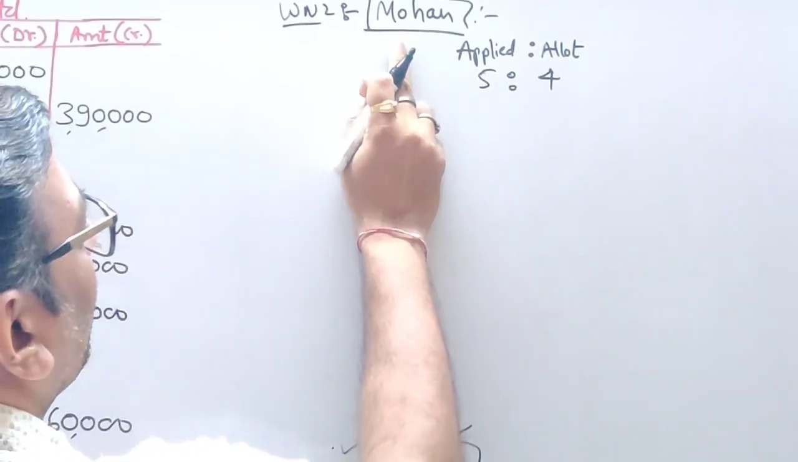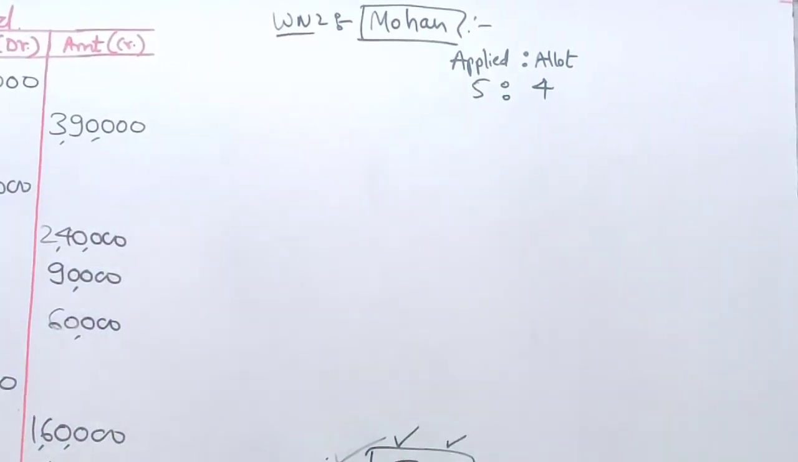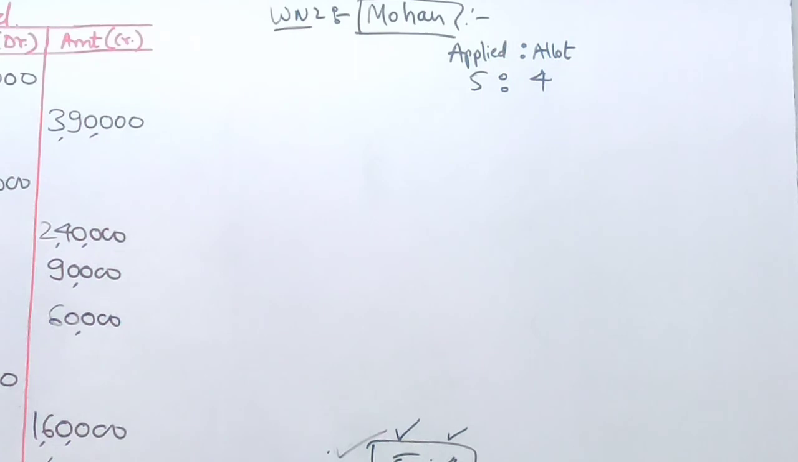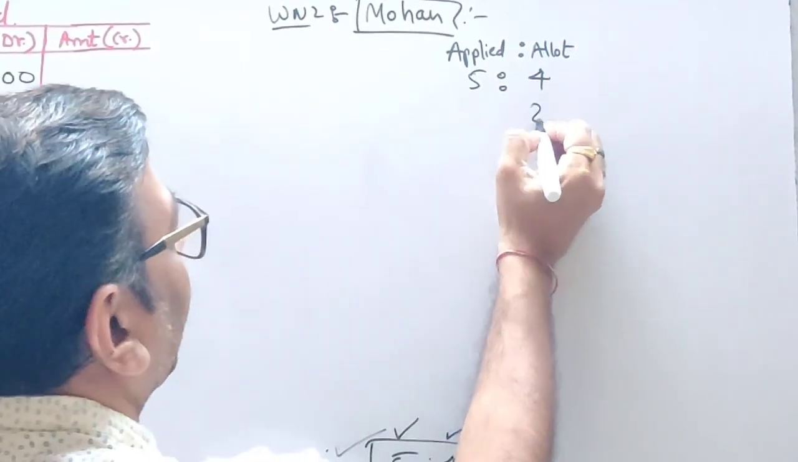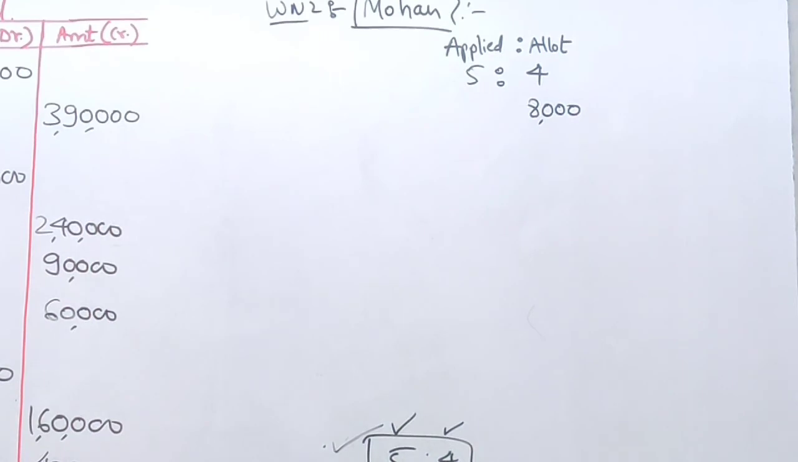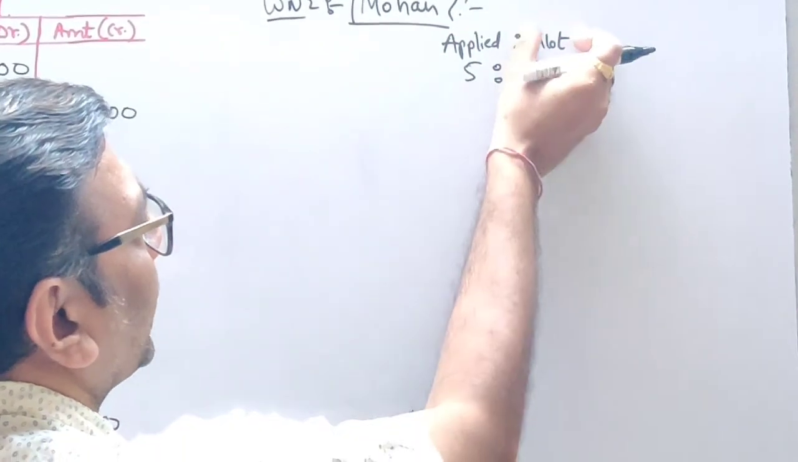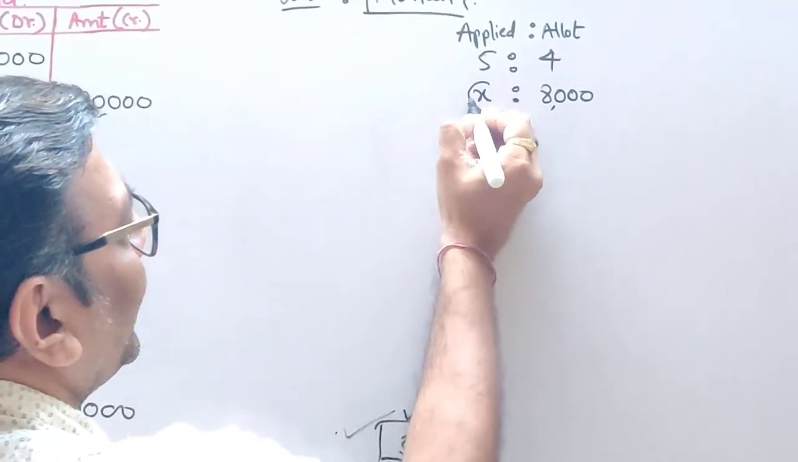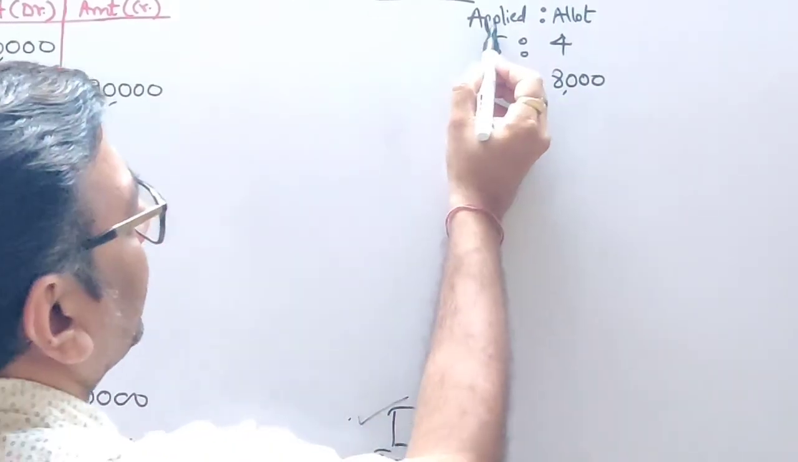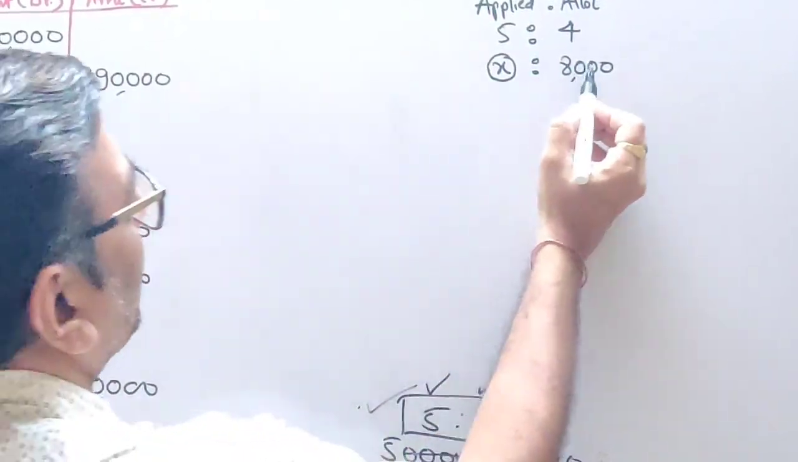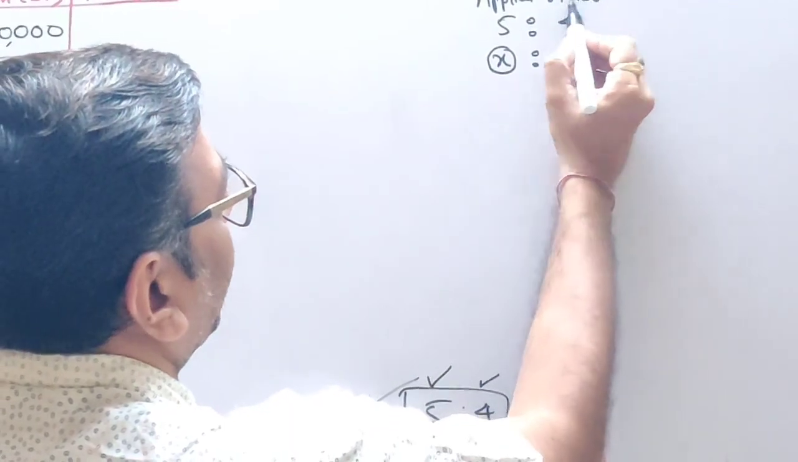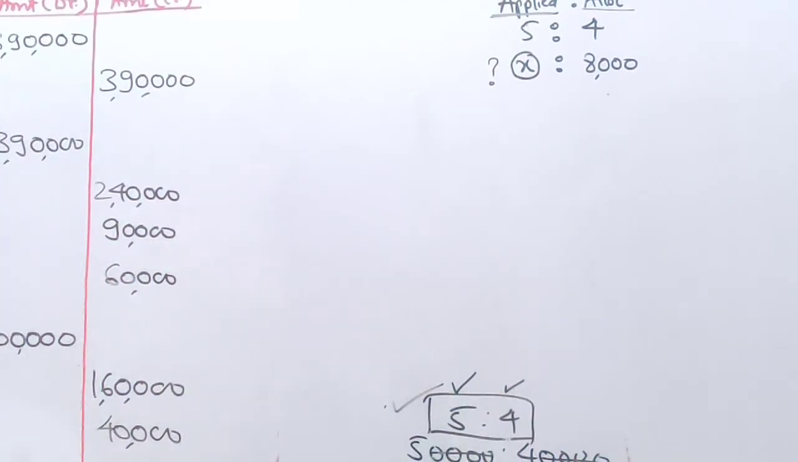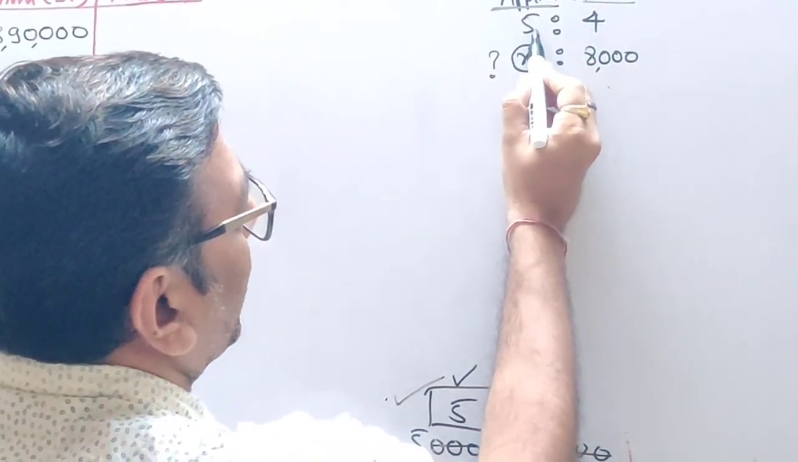Now let's see how many shares Mohan applied for. All the money was received except from Mohan, the allottee of 8,000. We have allotted him 8,000 shares. So you will write 8,000 right below allotment, and we are supposed to find how many shares he applied for at the time of application. We are going to find the number of shares applied by him with the help of this ratio. Now cross multiply.